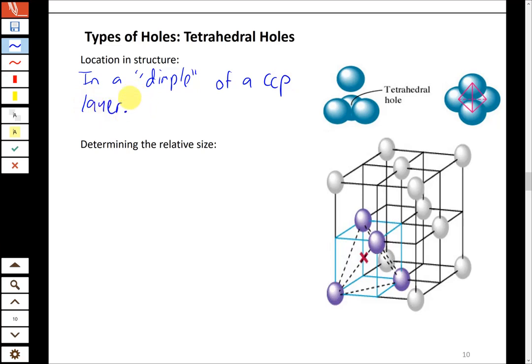Now, it's probably more helpful to think about where those arrange themselves in the actual cubic lattice, not in terms of the layers. So there's going to be one in each corner of the FCC structure.